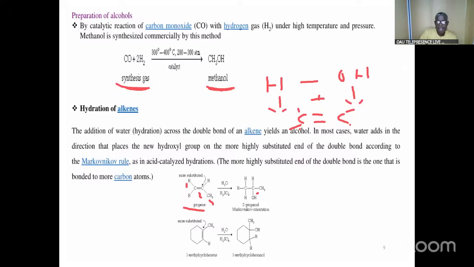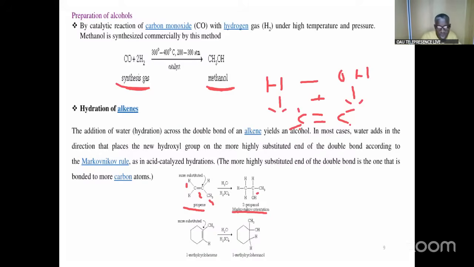So the OH from water is added. Of course, the hydration, that is, the addition of water, is done in the presence of H2SO4, which is acting as a catalyst there. So you can see the OH is attached to carbon 2, while the hydrogen is attached to carbon 1, and therefore we now have 2-propanol. So propene is hydrated to form 2-propanol, and what we have here is a Markovnikov orientation. That is, it obeys the Markovnikov rule. Now, let's look at the second one. This is 1-methylcyclohexene.